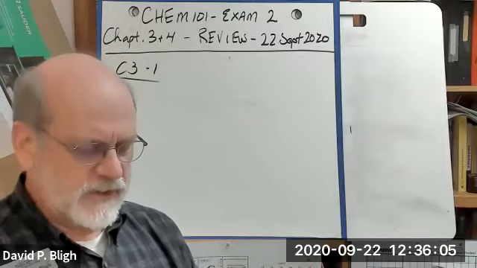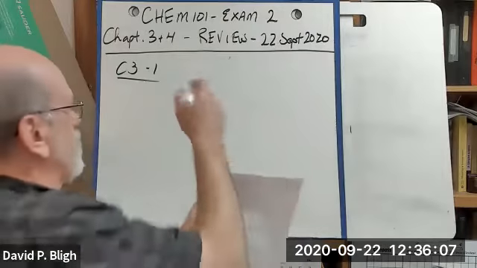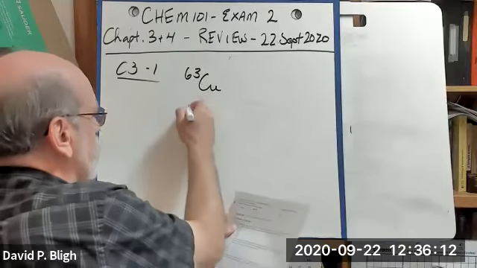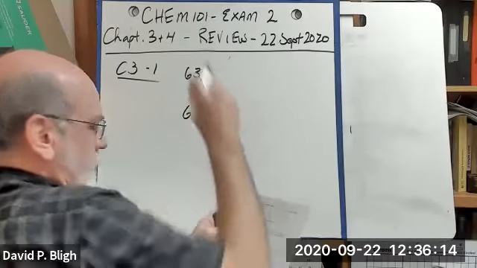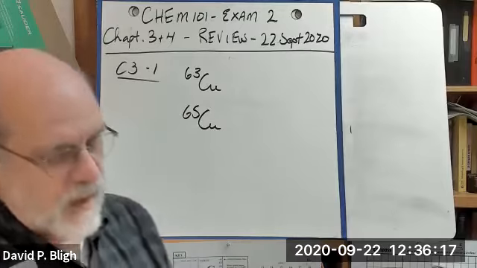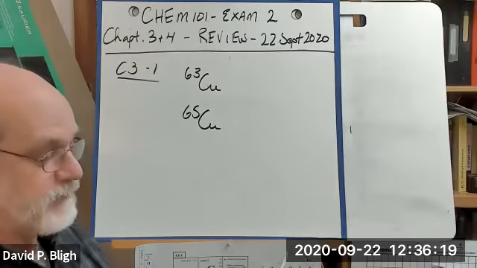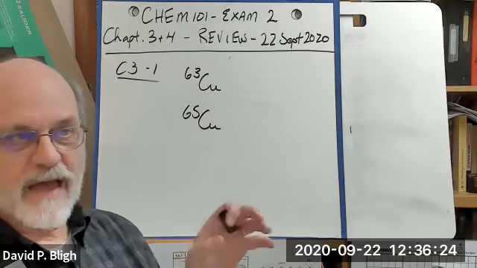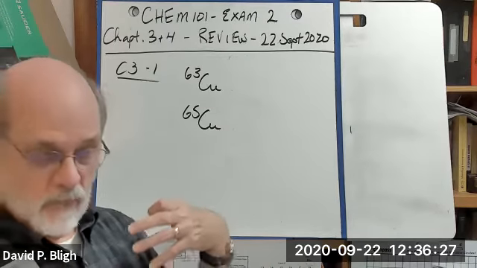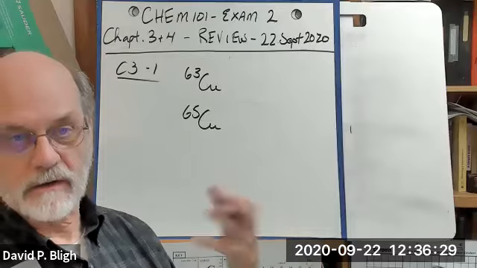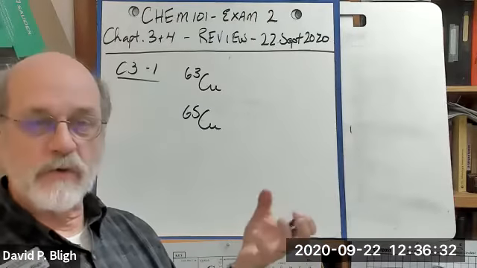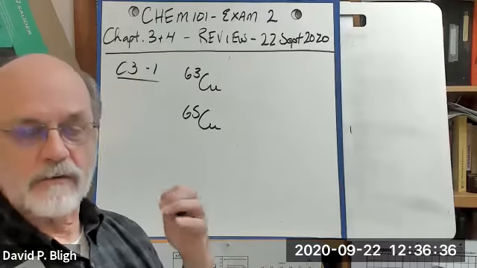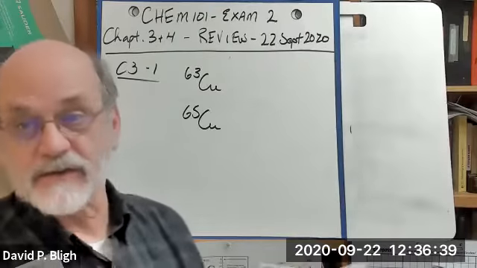Naturally occurring copper exists in 2 isotopic forms. This one and this one. The atomic mass of copper is 63.55 atomic mass units. And when we say atomic mass, we mean the weighted average of naturally occurring copper, as opposed to mass number, which is simply the summation of protons and neutrons for any isotope.